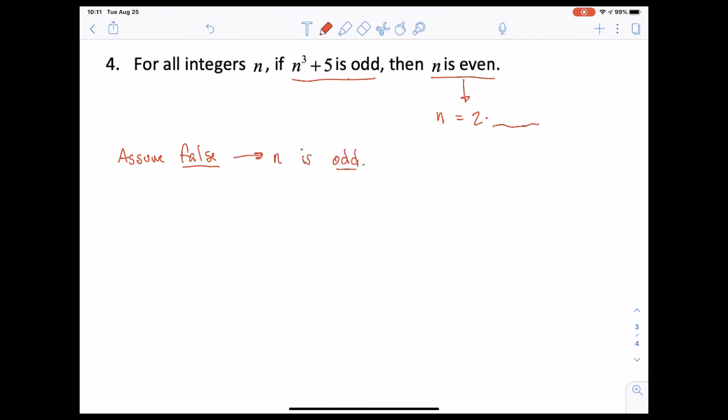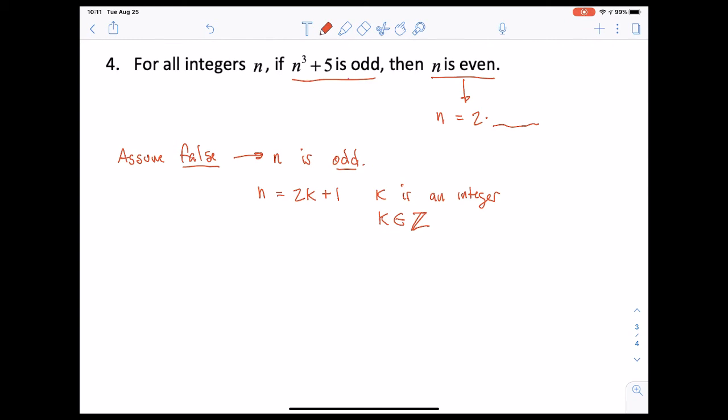This means that we can write n as an odd number, let's just say 2k plus 1, where k is an integer. Now I keep writing k as an integer. We have a faster way to do this. We can just write that k is an element of the integer set. So that's the way that we say that. So n equals 2k plus 1.